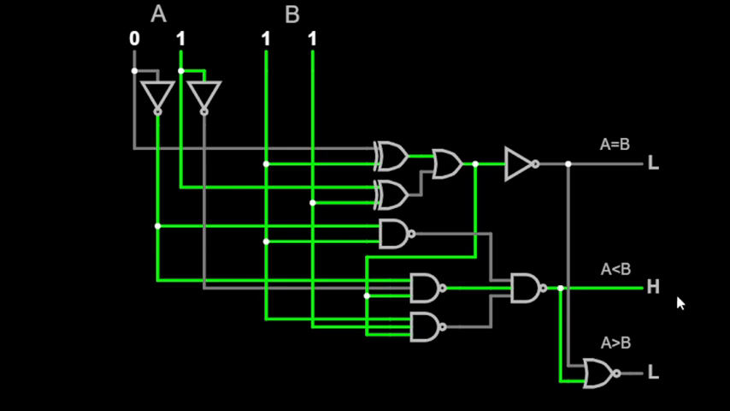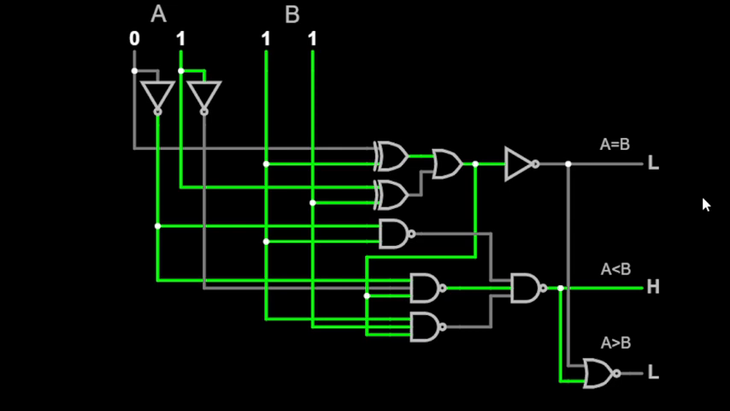Here's how it works. When two 2-bit numbers A and B are fed into the comparator, it checks the bits from left to right, starting with the most significant bit. It compares them. If A is greater than B, it outputs a greater-than signal, and if A is less than B, then it outputs a less-than signal, and if A equals B, it produces an equal-to signal.